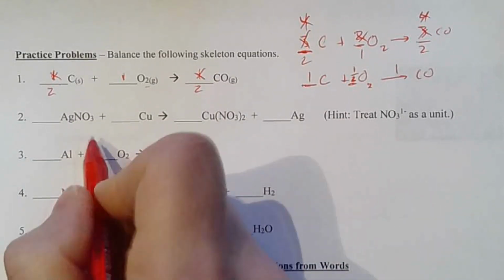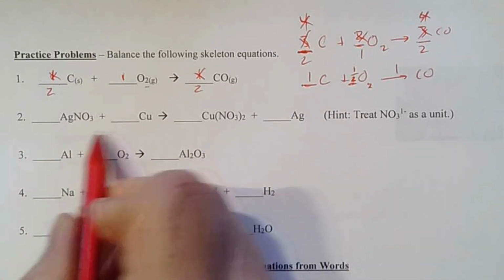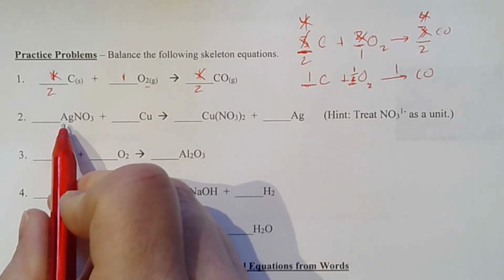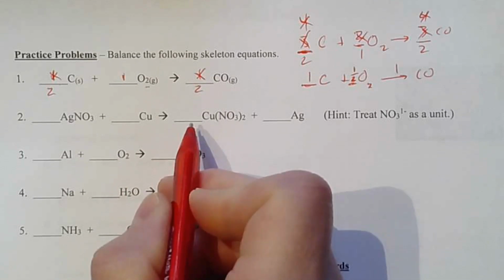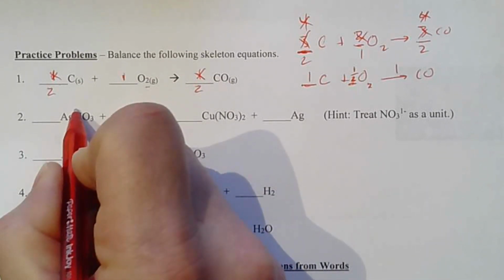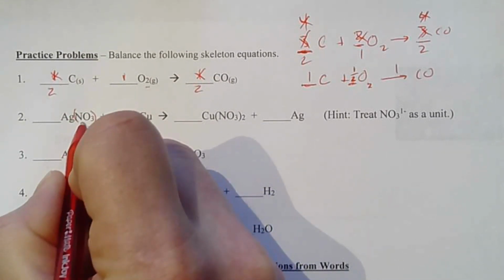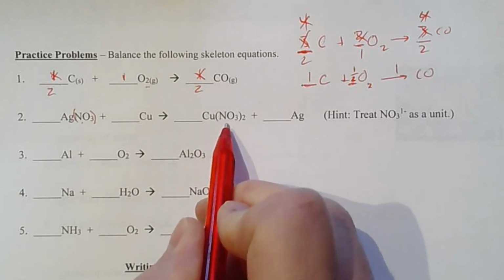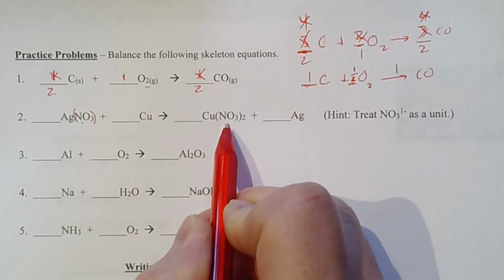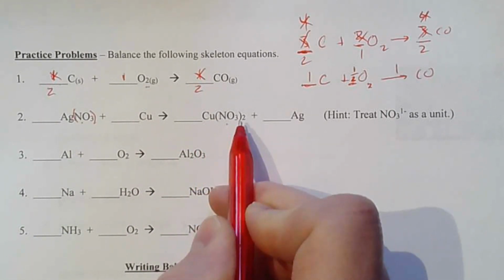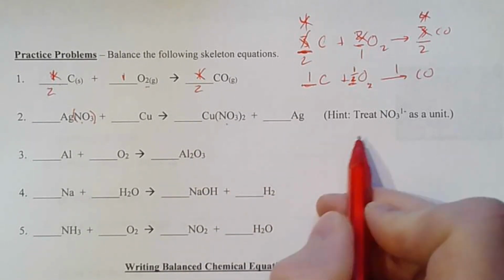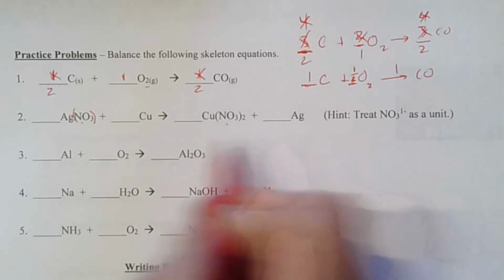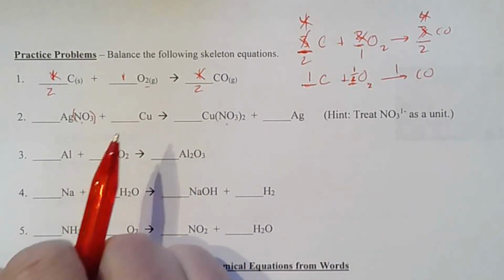Now, if we move on to the next one, I've got silver, N, O, and copper on both sides. And then you may notice, wait a minute, I've got nitrate over here and nitrate over here. It didn't change. None of it came apart. I don't have any nitrogen and oxygen or anything else. So I'm going to treat this nitrate ion as a unit.